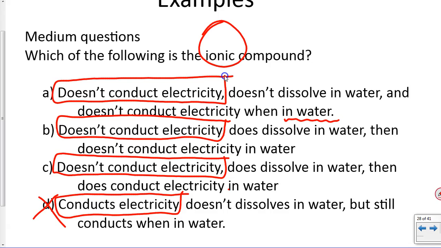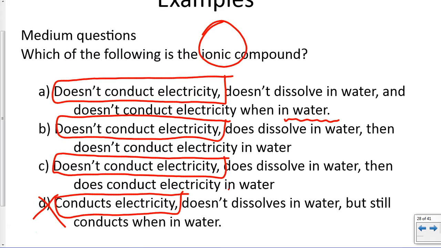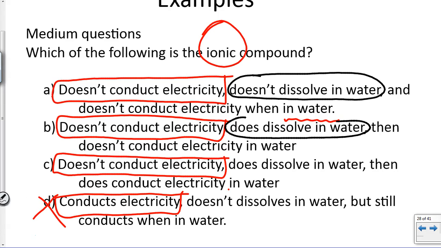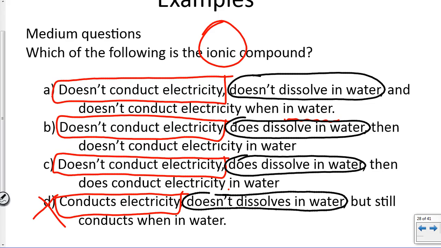We're going to take D off the table because we know ionic compounds are solid, and we know that things do not conduct electricity when they are solid because we need them to be able to move. Dissolve in water. Okay, we see 3 that say does dissolve in water and 1 that says doesn't, but we've already eliminated the bottom one. So we know that's not it.